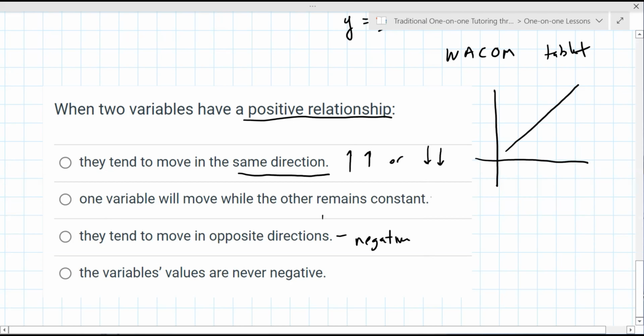This would be no relationship. So these are like questions that they would ask on the test. Someone else in this class probably got one that said two variables have a negative relationship, and it's this answer down here. So you could be asked any of these. Yeah. So I believe that is the best choice there.